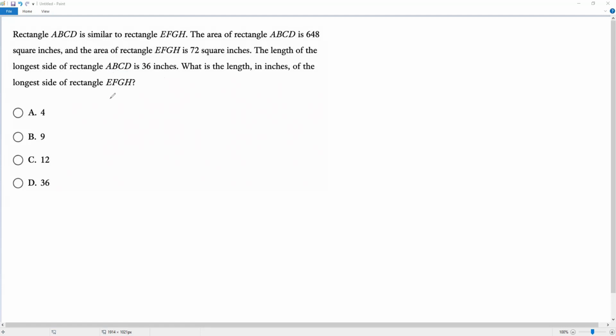Okay, let's find the ratio of the areas of two given rectangles. Let me write it. That is the area of rectangle ABCD over area of rectangle EFGH. That is equal to the area of rectangle ABCD is 648 square inches and the area of rectangle EFGH is 72. Okay, when I simplify this ratio, I am getting 9 over 1.